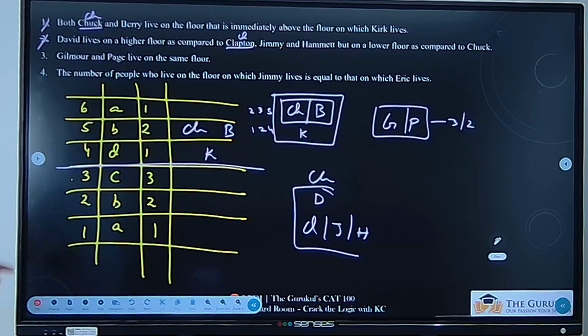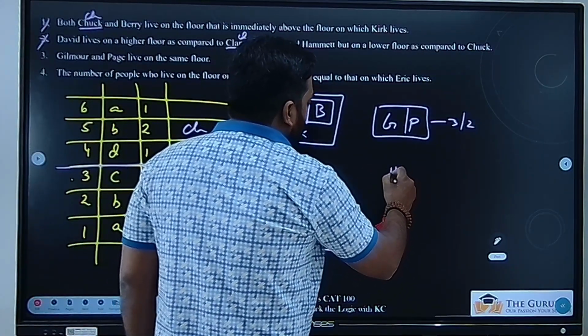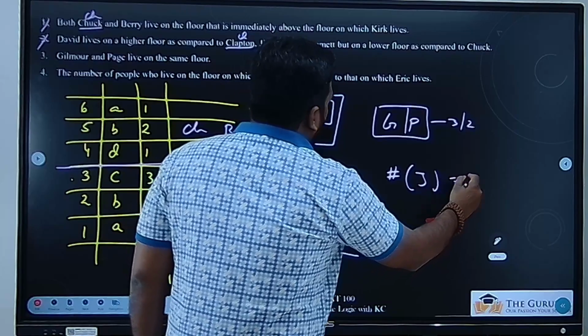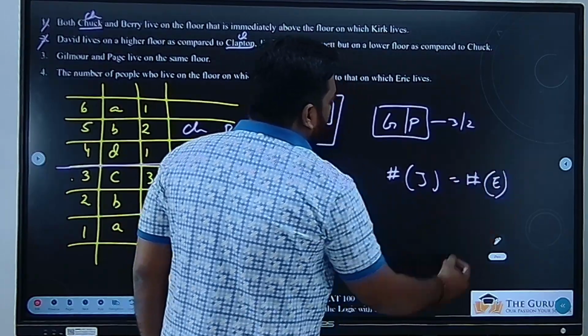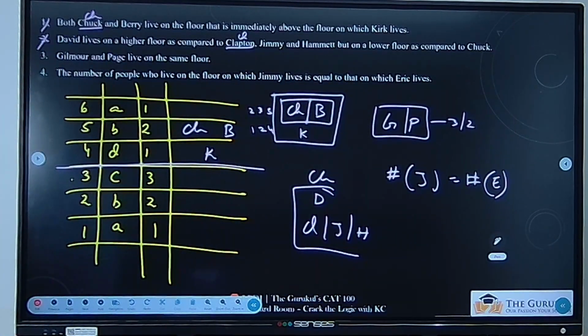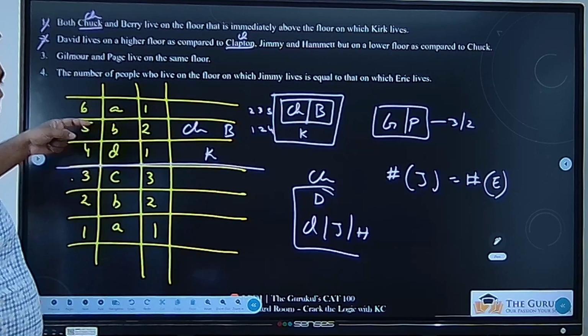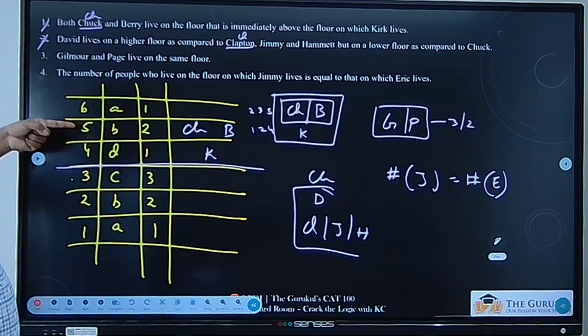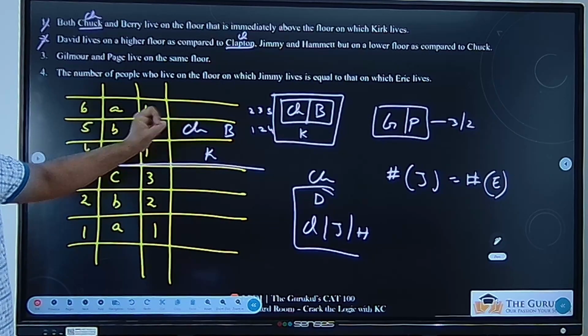Okay, very good. The number of people who live on the floor on which J lives is equal to the number of people on the floor in which E lives. So the number of people in J's floor equals the number of people in the floor in which E lives. Now tell me the different possibilities for J and E. Where can J and E come? Can J come in the 5th floor? No, because already 2 people are occupied here.